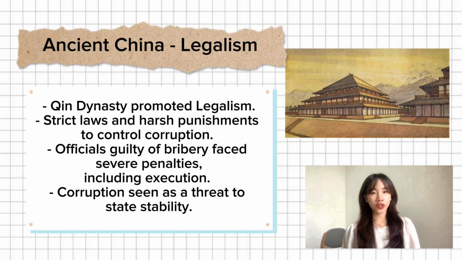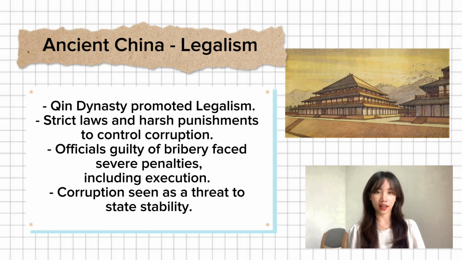In ancient China, during the Qin dynasty, the ruling philosophy was legalism. Leaders believed in using strict laws and harsh punishments to control corruption. Government officials who were found guilty of bribery or abuse of power were severely punished and sometimes even executed. This approach showed that corruption was seen as a serious threat to the stability of the state.